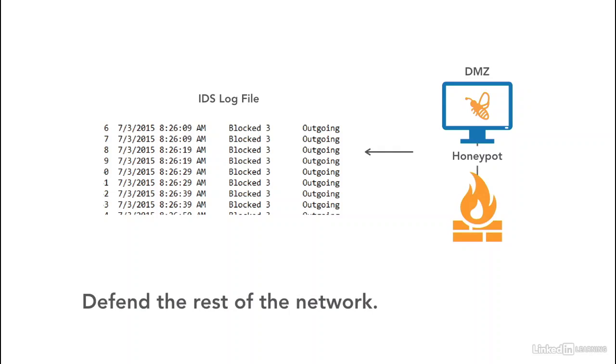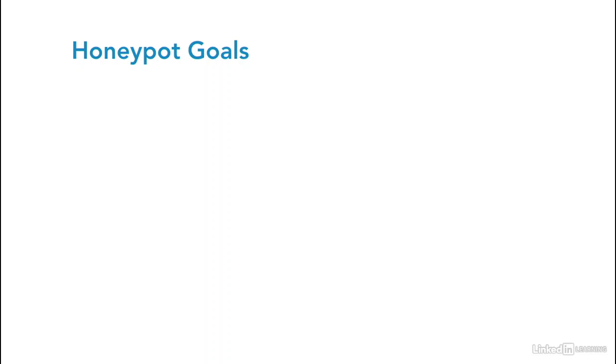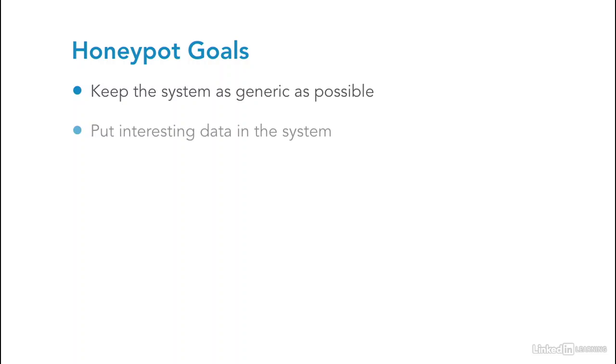Make sure you defend the internal network, because even though this is a fake system, they're essentially in your network. Some of the honeypot goals include: keep the system as generic as possible. If you soup up the system too much, an attacker may disconnect. Put interesting data in the system to appear as if they hit a valuable target.